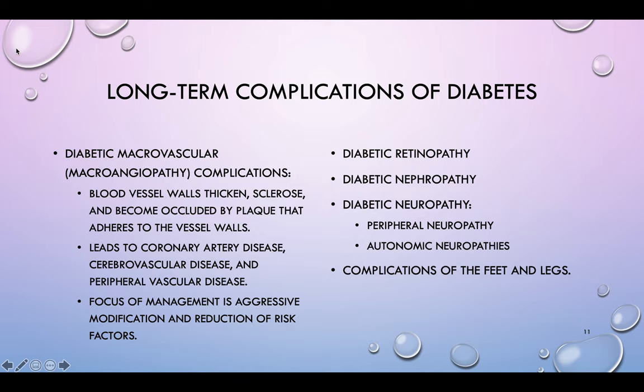Gums, you can have periodontal disease. That's due to decreased circulation to the gums. Kidneys, the vessels to the kidneys are affected by the hyperglycemia. Diabetes is the single leading cause of renal failure requiring dialysis.